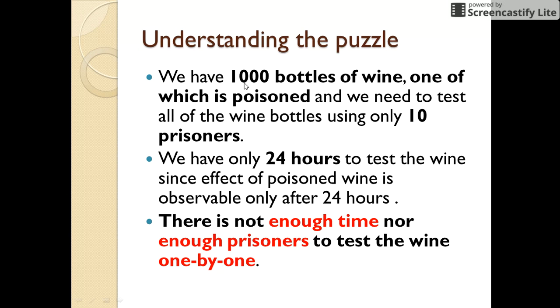Let us understand the main conditions of the puzzle. We are given 1000 bottles of wine, out of which only one is poisoned. And we need to find the poisoned bottle only with the help of 10 prisoners within 24 hours.